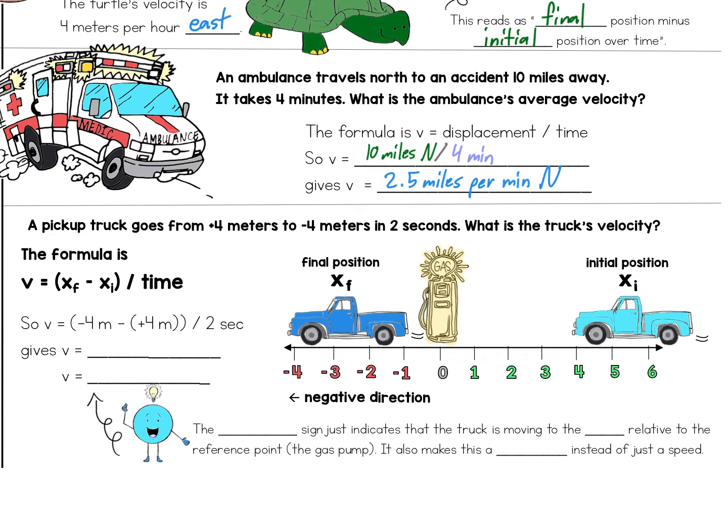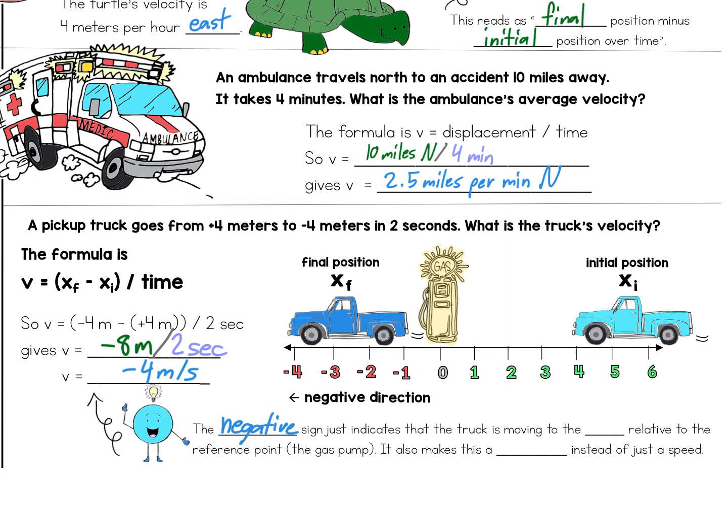Let's consider another example. A pickup truck goes from positive 4 meters to negative 4 meters in 2 seconds. What is the truck's velocity? Once again, the formula for velocity is the final position minus the initial position all over time. So velocity is negative 4 meters minus positive 4 meters, then divide by 2. This gives us velocity equals negative 8 meters divided by 2 seconds. So velocity is negative 4 meters per second.